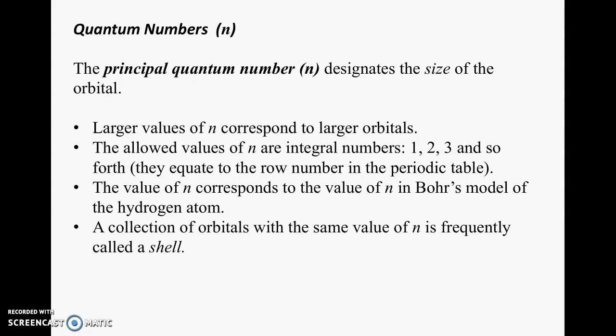Now, sometimes you have a collection of orbitals that all have the same n value. So these are for the elements that are all in that row, maybe the third row. And where these electrons reside is called a shell. So it's sort of like an energy shell.